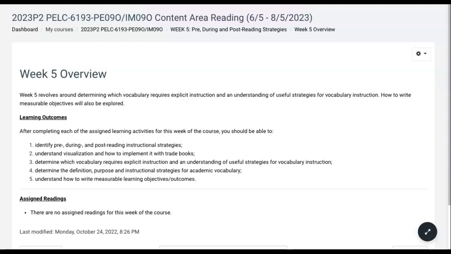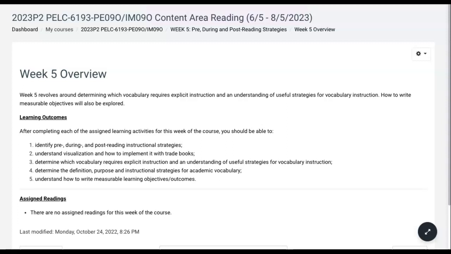Week 5 revolves around determining which vocabulary requires explicit instruction and an understanding of useful strategies for vocabulary instruction. We're also going to be looking at how to write measurable objectives. By the end of the week, you will be able to identify pre-reading, during reading, and post-reading instructional strategies. You will understand visualization and how to implement it with trade books.